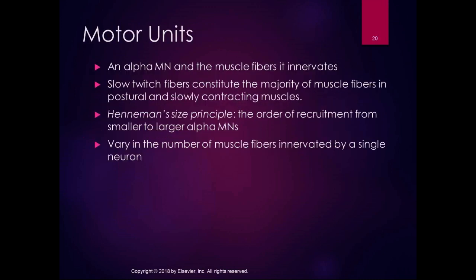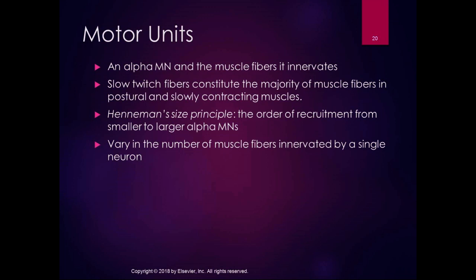So a motor unit is considered the alpha motor neuron and the muscle fibers it innervates. So whenever an alpha motor neuron is activated, acetylcholine is released at all of the neuromuscular junctions, and all the muscle fibers innervated by that neuron contract together. Motor units are classified as slow twitch and fast twitch. Remember, we've talked about this before. And it depends on the speed of the muscle contraction and the response to a single electrical shock.